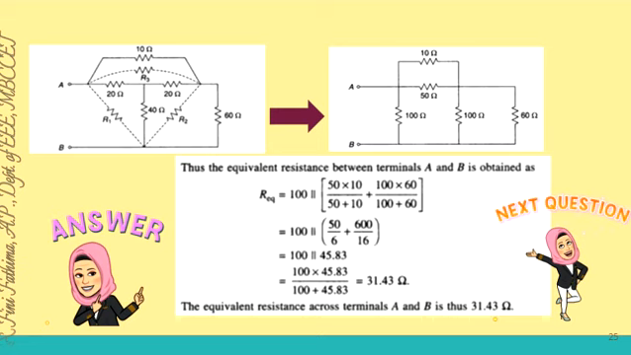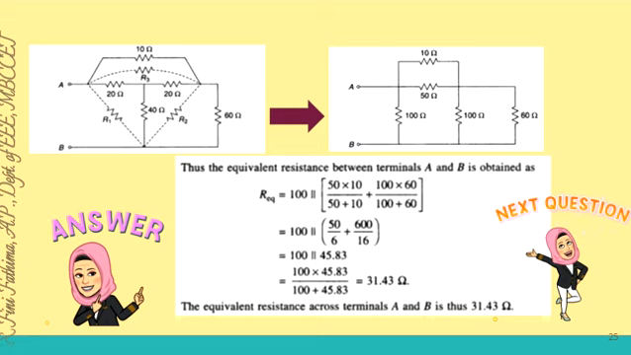Now it is very easy. This 60 and 100 are parallel to each other. So we will solve it: 60 into 100 divided by 60 plus 100, that is 160. Okay, 6000 divided by 160. Here 50 and 10 are parallel, so 500 divided by 60.